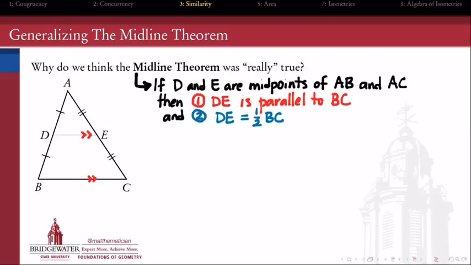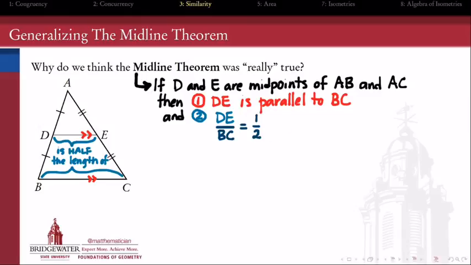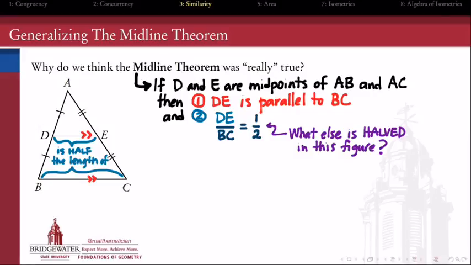So let's think more broadly about this theorem for a moment and ask, why is it plausible? Why do we think that this theorem was really a true statement? What's really going on here? Well, if DE is really half the length of BC, let's focus in on that number, 1/2. We can isolate that number in the equation by just dividing both sides by BC. And we can state this equivalently as the ratio of DE to BC is 1/2. So my question is, where else in this figure does the number 1/2 show up?